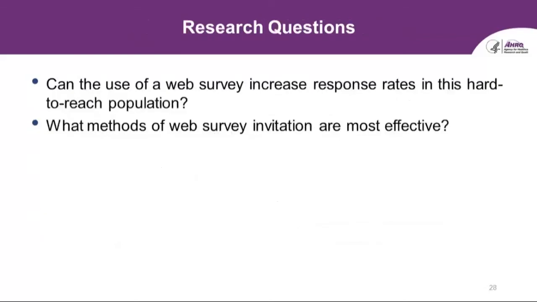So motivated by these results in our field test and the mode experiment, we wanted to conduct some additional experiments to answer these research questions. Can the use of a web survey increase response rates in this hard-to-reach population? And what methods of web survey invitation are most effective? And by a web survey, I mean an electronic version of the survey that's online. So a respondent either clicks a link or they can type it in, and they're taken to a web browser that contains the survey questions, and they answer the questions within that web browser. It could be completed on any device with internet, and if they leave the web survey and come back, we save their spot.